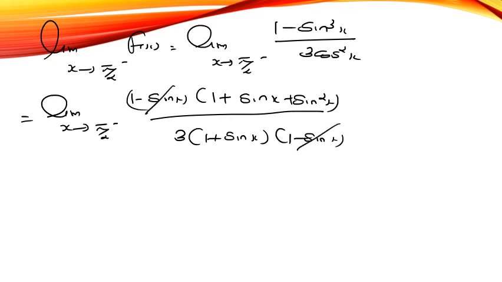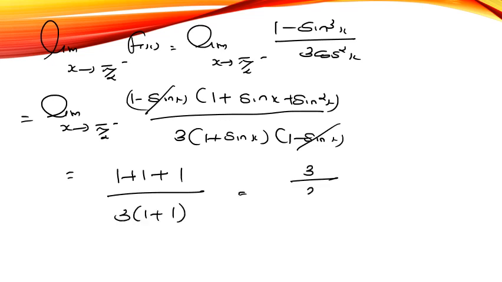1 minus sin x and 1 minus sin x cancel. Directly you apply x is equal to pi by 2. So 1 plus sin pi by 2 is 1, sin square pi by 2 is also 1, so we get 3 by 3 into (1 plus 1). So what is the answer? 3 by 3 into 2, which is 1 by 2. When x is equal to pi by 2, what is f of x? A. Now, what is next?